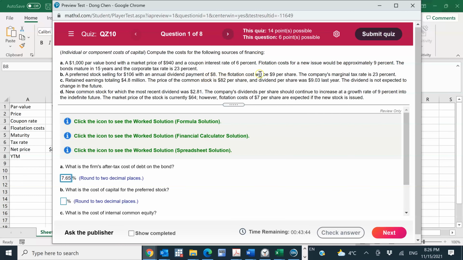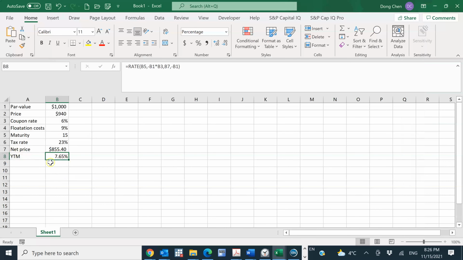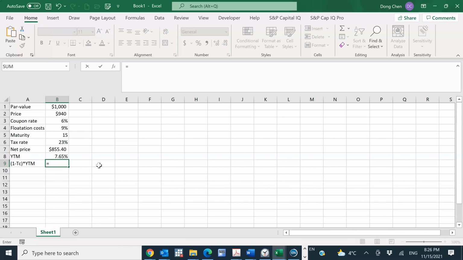And part B: preferred stock selling for $106 with an annual dividend payment of $8. The flotation cost will be $9 per share. And the company's marginal tax rate is, actually, I think this is the before-tax cost of debt. So I still need to put the tax rate in, and then calculate the after-tax cost of debt.